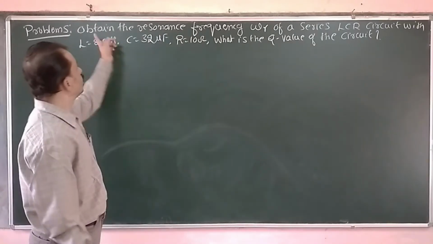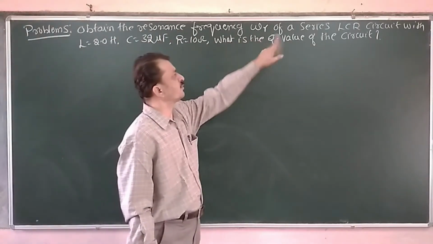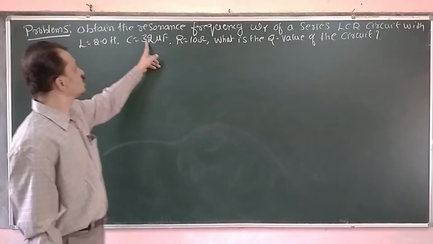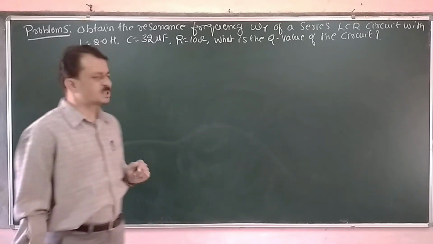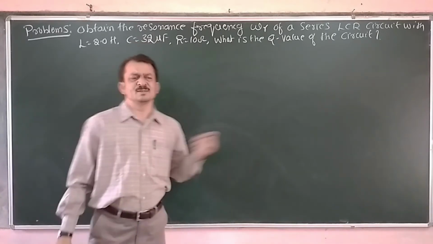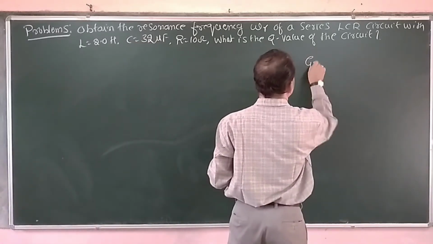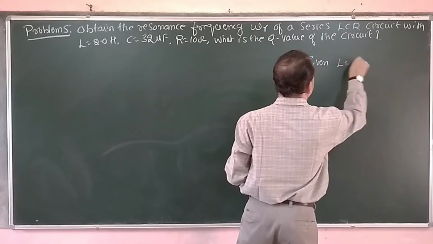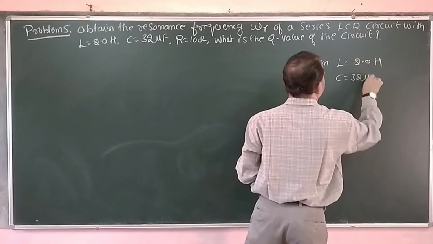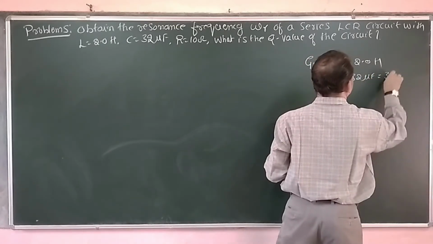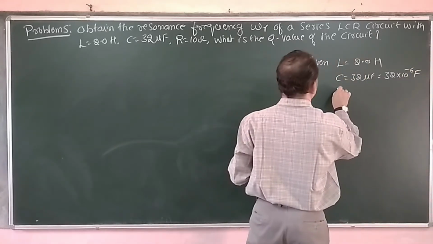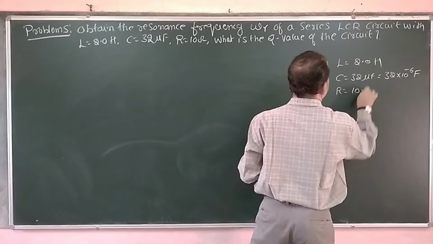Next problem, obtain the resonance frequency omega r of a series LCR circuit with L equal to 2 Henry, capacitance C equal to 32 microfarad, and resistance R equal to 10 ohm. What is the Q value of the given circuit? Very simple problem. So it is an LCR circuit. With L equal to 2 Henry and capacitance C equal to 32 microfarad, that is 32 into 10 to the power of minus 6 farad, and resistance is 10 ohm.